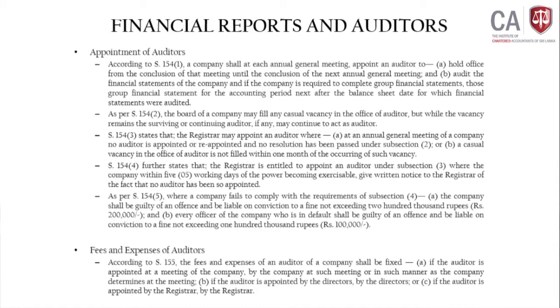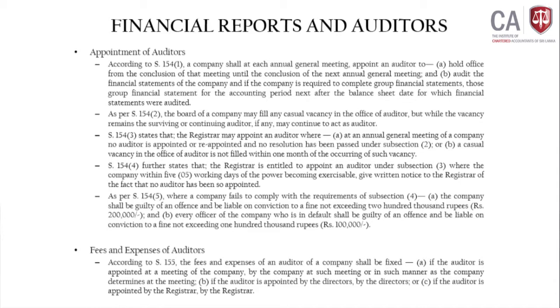if the auditor is appointed at a meeting of the company, by the company at such meeting or in such manner as the company determines at the meeting. So when the company appoints an auditor at an annual general meeting or in another subsequent manner, the company must also arrive at a decision of what should be the remuneration or the fee that the company must pay the auditor. And it should be determined at such meeting, at the time the auditor is appointed.